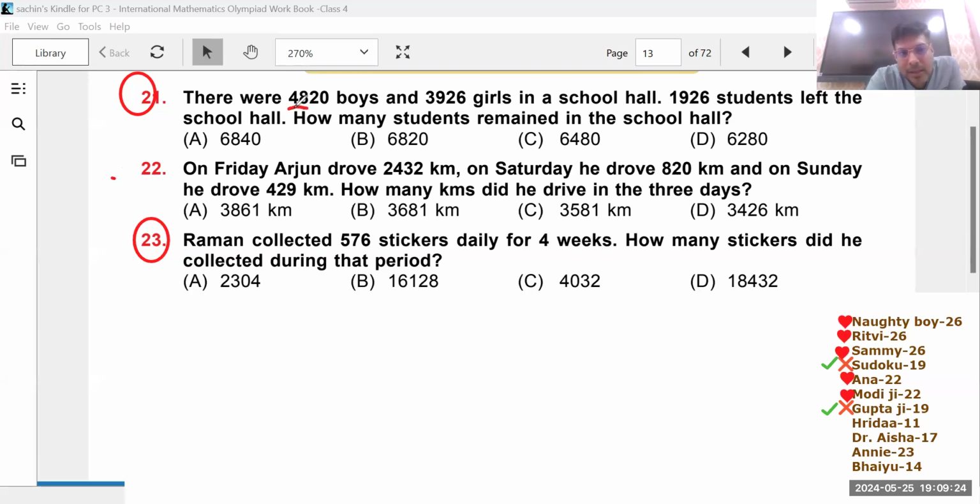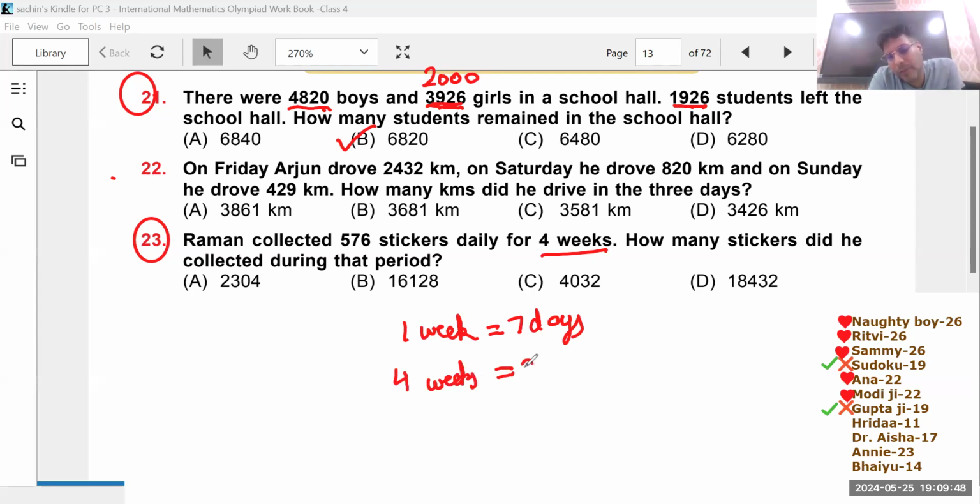So see kids, this you have to add, then this subtract. So when you subtract 3926 minus 1926, you will get 2000. 2000 plus 4820 will give you 6820. Now this is for 4 weeks. So 1 week has 7 days. 4 weeks will have 4 into 7, 28 days. So we had to multiply 576 into 28.